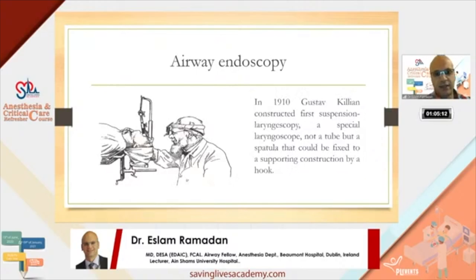In 1910, Gustav Killian constructed the first suspension laryngoscopy. A special laryngoscope, not a tube, but only a spatula and a hook, the spatula, as you can see here, so they can see the larynx and the surgeon can work, doing the surgery with his two hands.